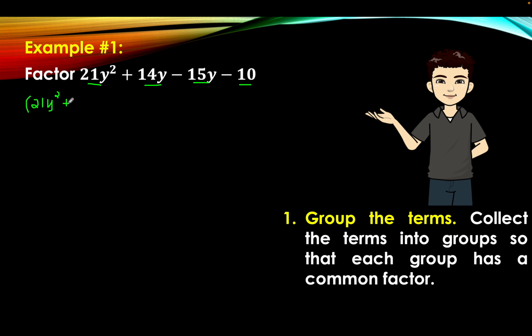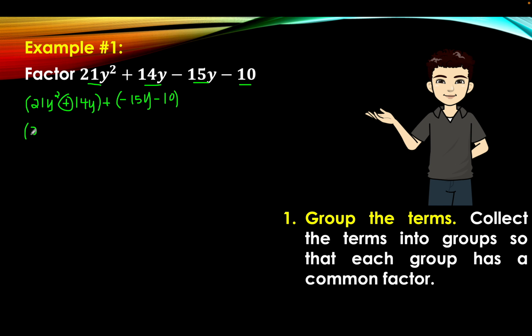Thus, we have the quantity 21y squared plus 14y plus negative 15y minus 10. In this case, let's observe that the operation between 21y squared and 14y is addition. This gives us a clue that the second group must have the same operation as well. Hence, we're going to remove the negative sign, and if we're going to remove the negative sign, that means changing the sign of the terms inside the parentheses by dividing each term by negative.